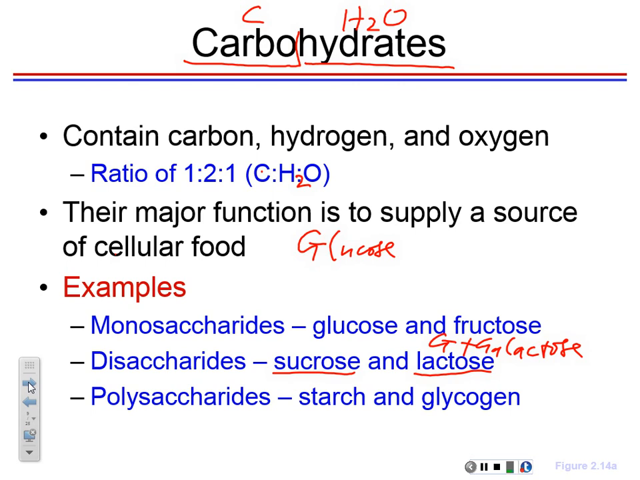So polysaccharides would be many glucose units, and that's starch and glycogen. And glycogen is stored, 1, in muscles. Where else is glucose stored? In the liver, right? Why do the muscles store glycogen?